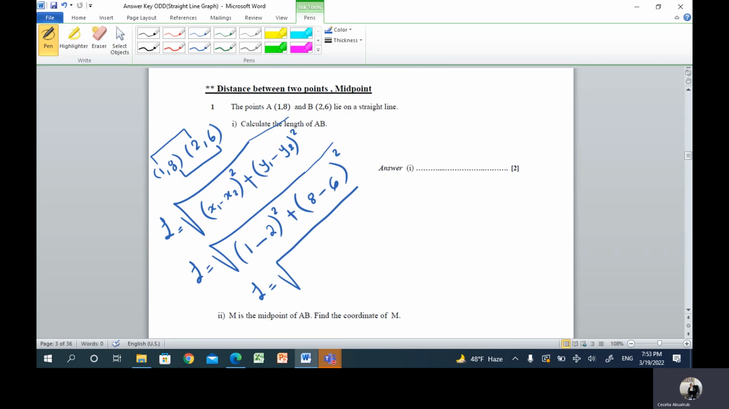So here it will be 1 minus 2 to the power of 2, which is minus 1 to the power of 2, plus 8 minus 6, which is 2 to the power of 2. So L equals the square root of 1, since minus 1 to the power of 2 is 1, plus 2 to the power of 2 is 4. So L equals the square root of 5.